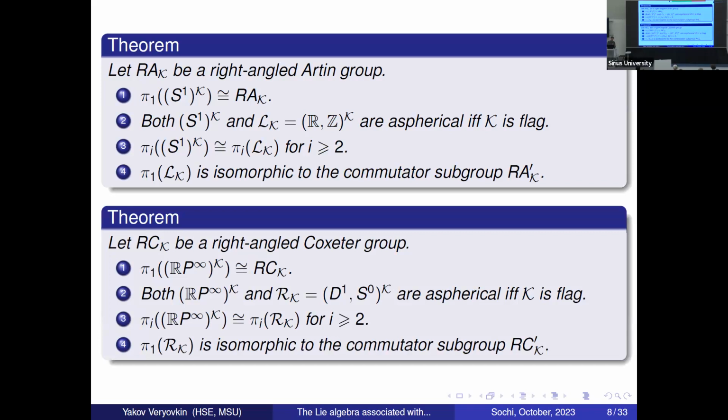But S1K changed to RP infinity K. And LK changed to RK, where RK is the polyhedral product (D1, S0)^K. This has the name rational moment angle complex. Okay.